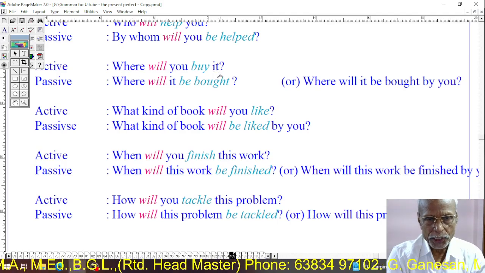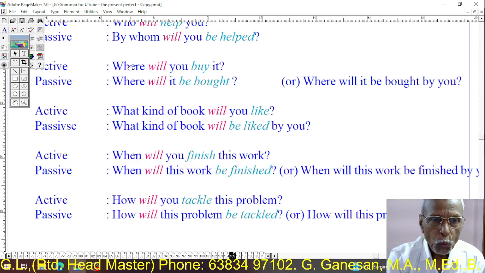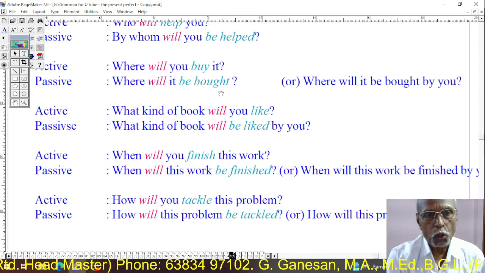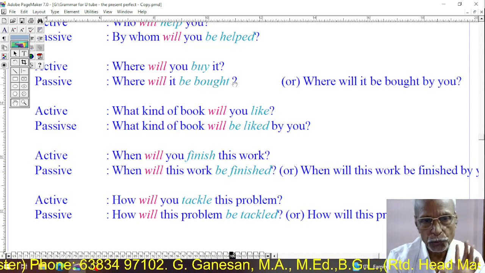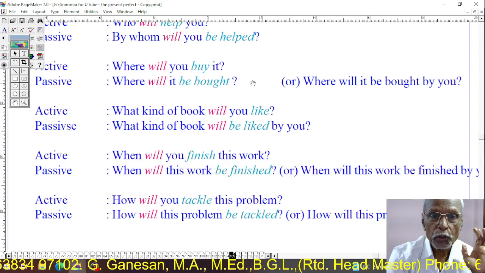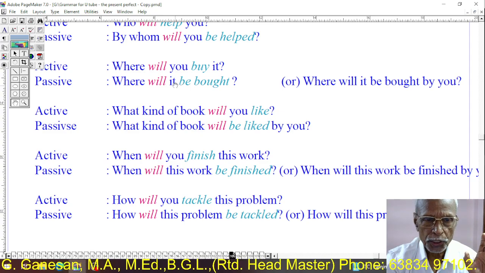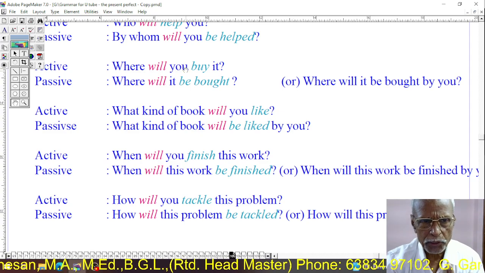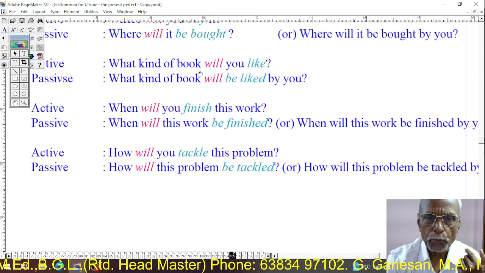Where will you buy it? Where will it be bought? Where will it be bought by you? The by you is not necessary here, so I have left it. Where will it be bought? Will, buy becomes be bought.